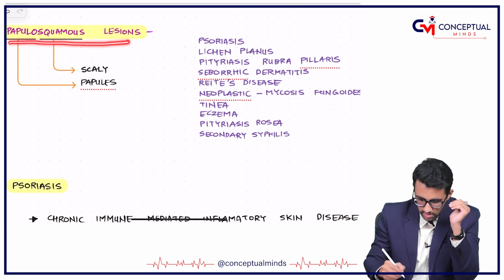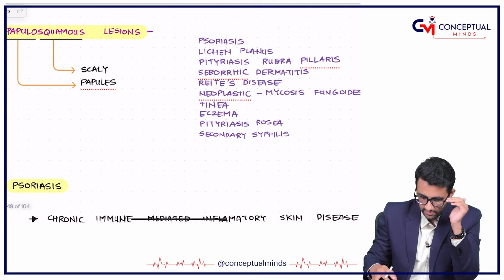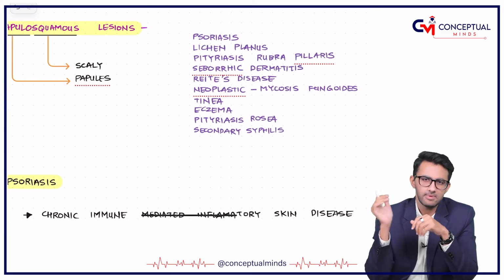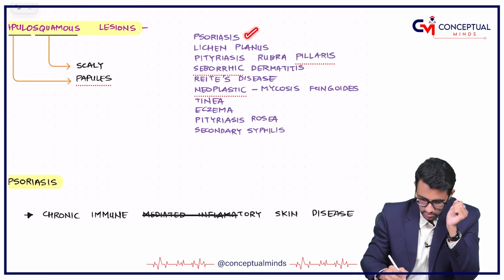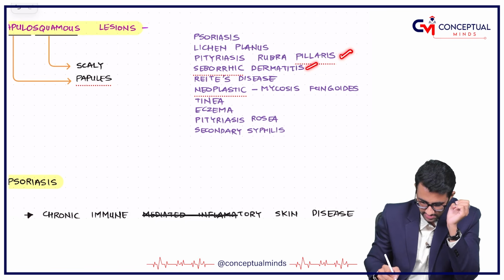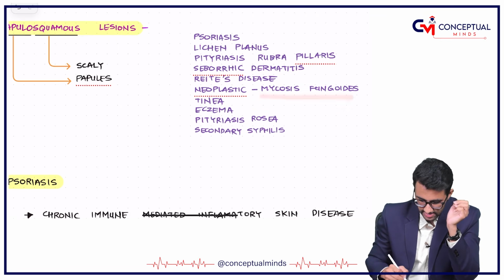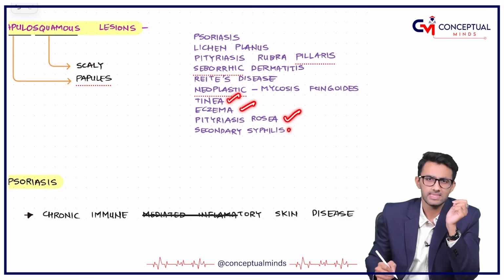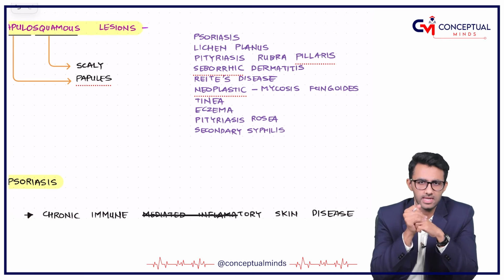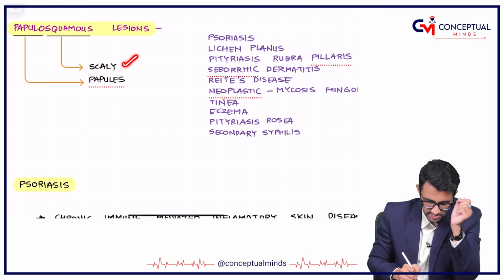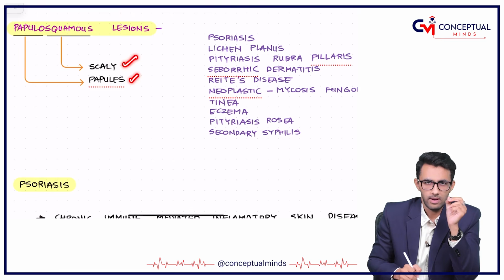Now, as you can see, I have prepared a very extensive list of all the topics that we will be discussing, some in this chapter, some in another chapter. We have psoriasis, lichen planus, pityriasis, seborrheic dermatitis, Reiter's disease, the neoplastic one, that is mycosis fungoides, and we discussed the finding about this also. And tinea, eczema, pityriasis rosea, and secondary syphilis. All of these diseases have this one finding: scaly lesions and papules.